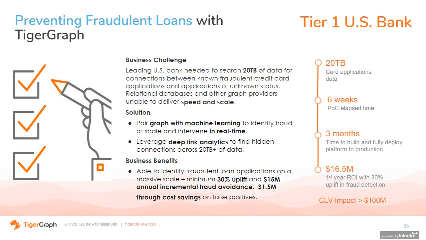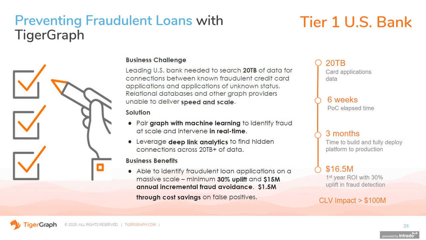This company had 20 terabytes of data, and they need to be able to compare known fraudulent credit card applications with the ones they're being presented with. So they have a large scale, and they need an answer quickly. By pairing this sort of deep graph analytics with additional learning, which we haven't talked about, they're trying to understand the different rates and probabilities. If you see a connection, what is the probability that it is problematic? That's where the machine learning comes in.